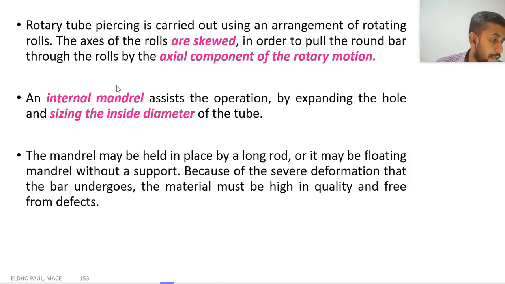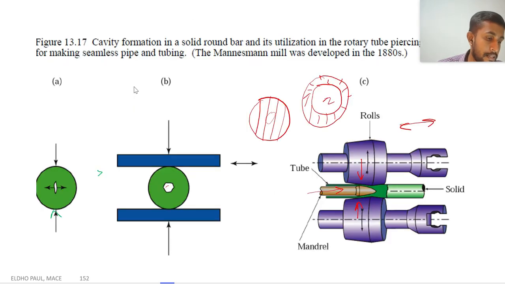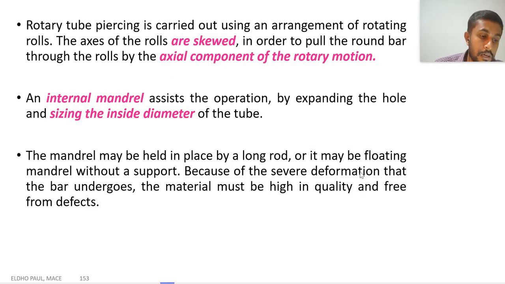So, rotary tube piercing is carried out using an arrangement of rotating rollers, and the axes of the rollers are skewed. Here we can see this is a skewed roller, and it pulls the round bar through the roll by an axial component of this rotary motion. Because of the skewing of the roller, there will be an axial component of force, and this axial component of force is pulling the round bar through the roll gap.